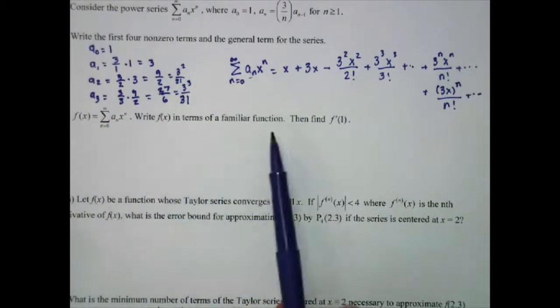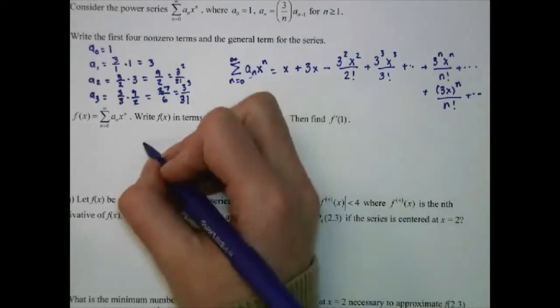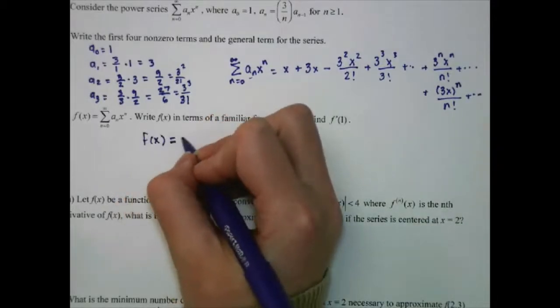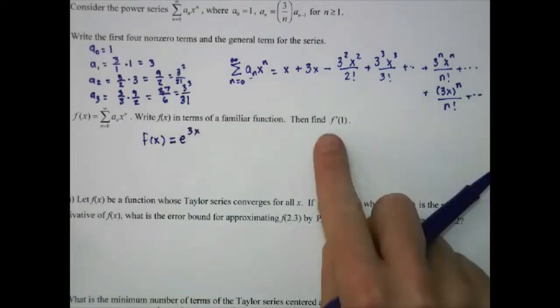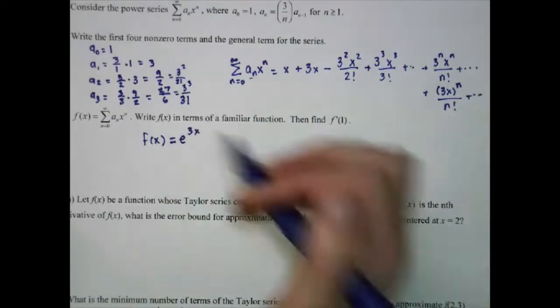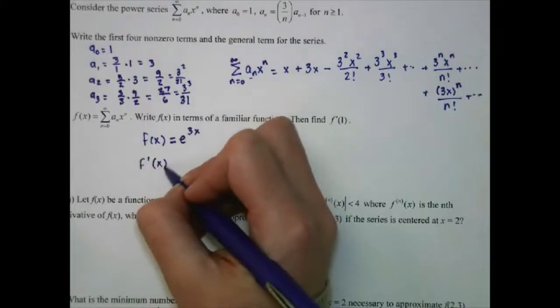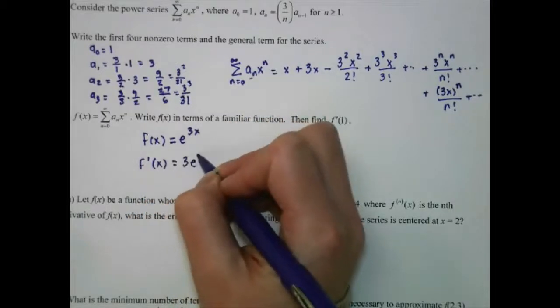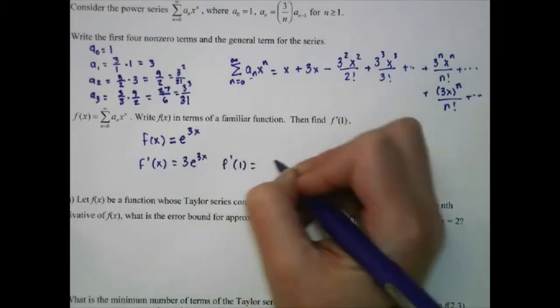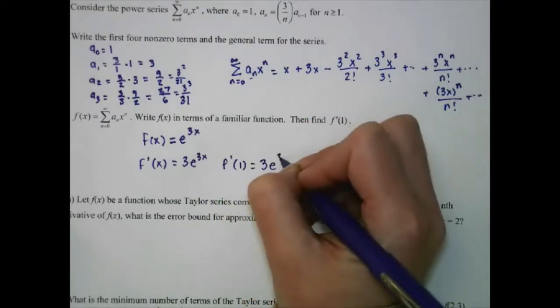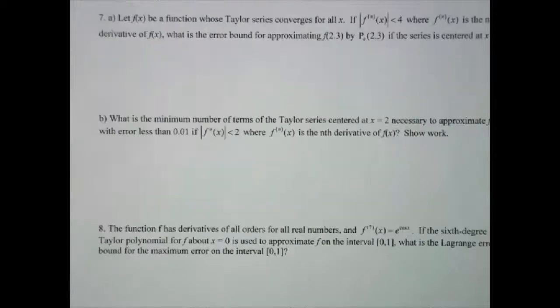So this is saying write it in terms of a familiar function. So f of x is e to the x, but instead of x, 3x. And then we're going to use that to find f prime of 1. So f prime of x is going to equal 3e to the 3x, which means f prime of 1 is going to be 3e to the 3.